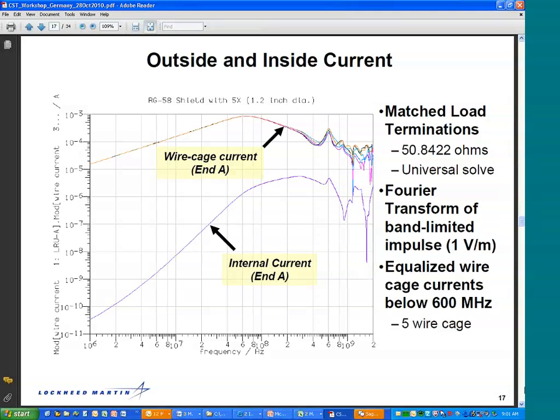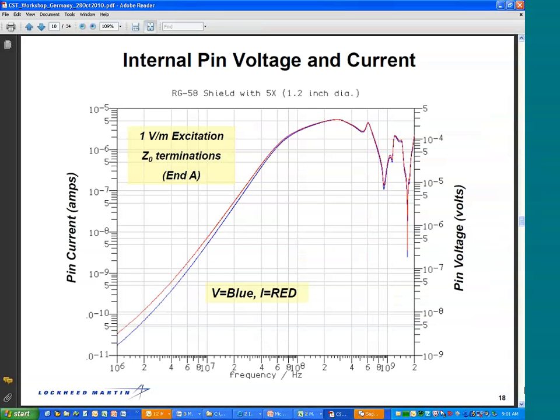And this is also now, the tools allow you to change. The first universal solve is with the cable center conductors' termination resistances, impedances being the Z0 of the cable, the virtual coax. And then you're able, in another post-process, to change those resistances to something other than Z0 and actually look at the coupling.